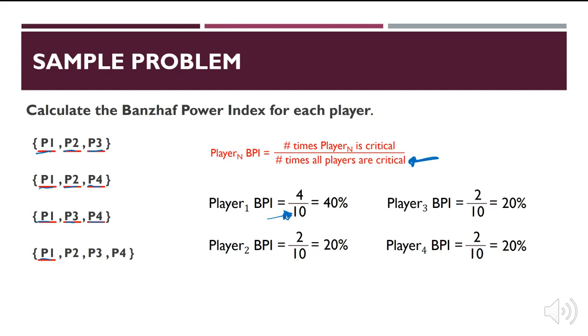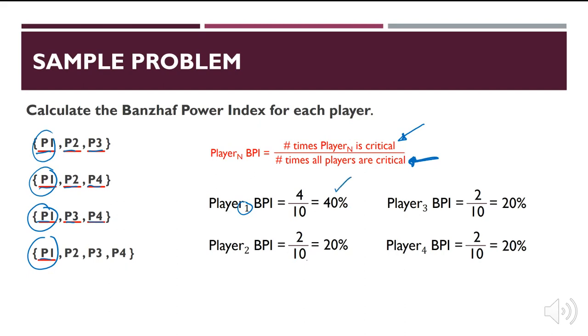And now we want to go to the formula again and say, well, the numerator is how many times each specific player is underlined. So if we're looking at player 1, how many times was player 1 underlined? 1, 2, 3, 4. So player 1 was underlined 4 out of the 10 times. That means the Banzhaf Power Index is 4/10, or player 1 has 40% of the power in this system.